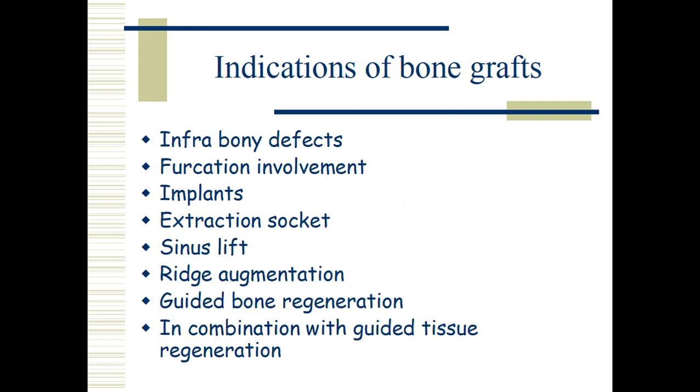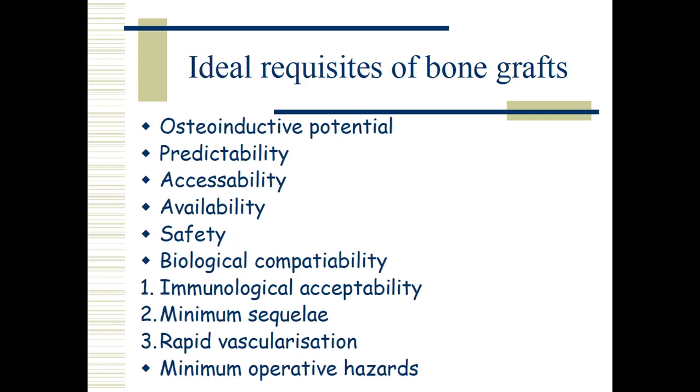Indications of bone graft: infrabony defect, furcation involvement, implant, extraction socket, sinus lift, ridge augmentation, guided bone regeneration and in combination with guided tissue regeneration. Ideal requisites of bone graft: osteoinductive potential. It should induce formation of bone.